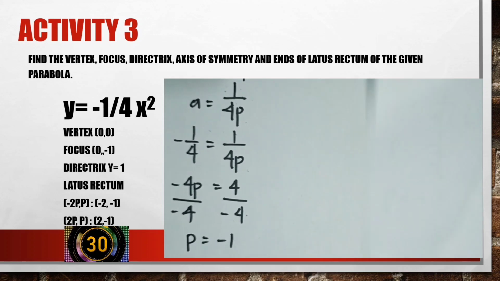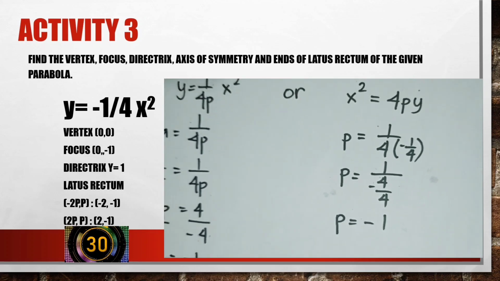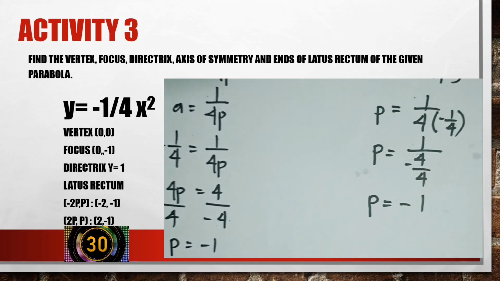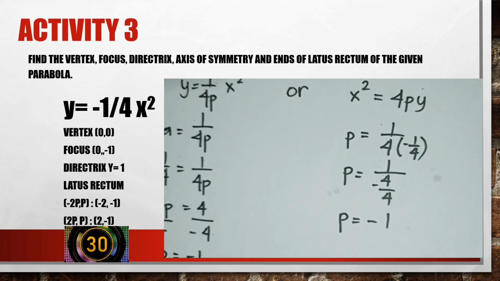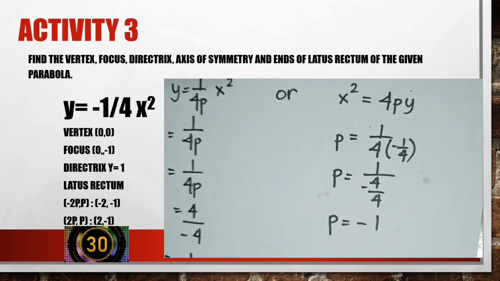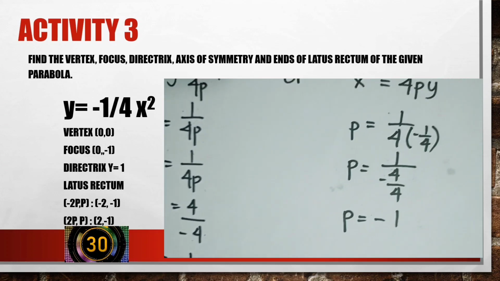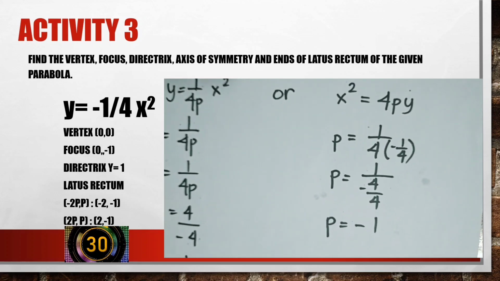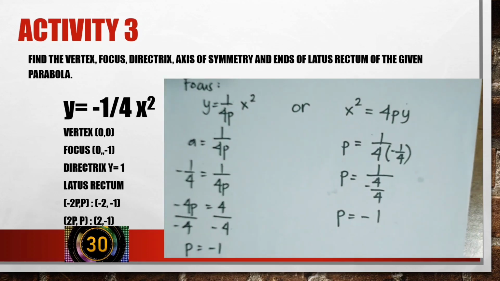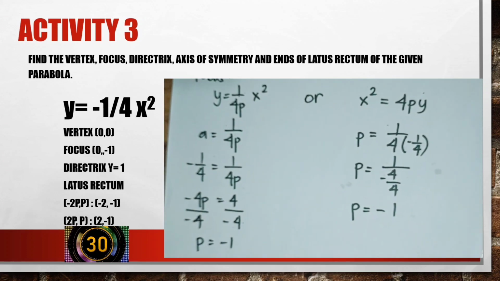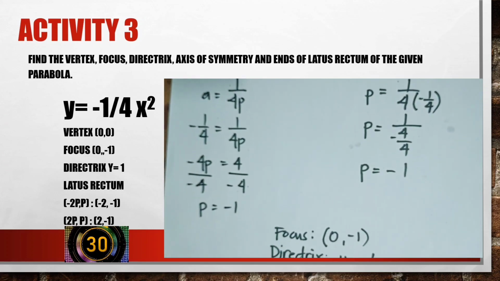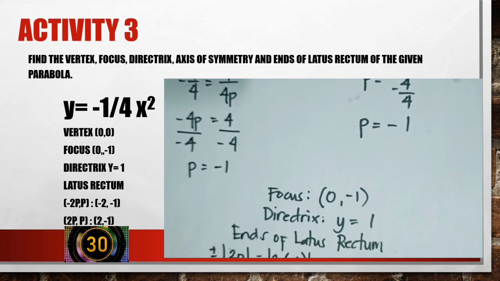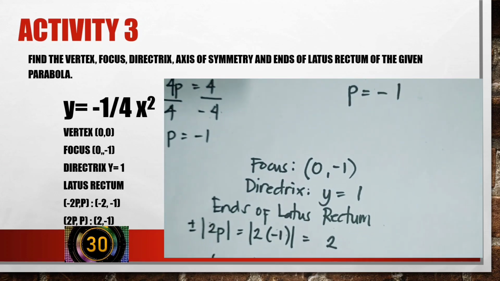We also have another way of solving for p, and that is p is equal to 1 over 4a. p is equal to 1 over 4 times negative 1/4. p is equal to 1 over negative 4 over 4. Simplify negative 4 over 4. Therefore, p is equal to negative 1. The focus of our equation now is (0, negative 1), and the directrix is y is equal to 1.